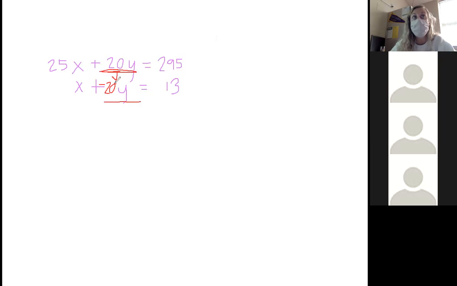What you multiply to one thing, you have to multiply to everything. So if I'm multiplying this y by negative 20, what do I got to do to this x? Multiply by negative 20. What do I got to do to the 13? Multiply it by negative 20. You got that far? Okay, good.